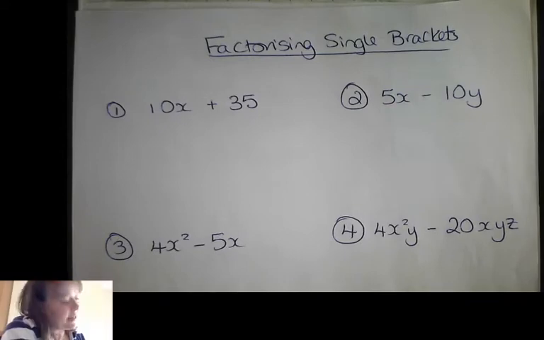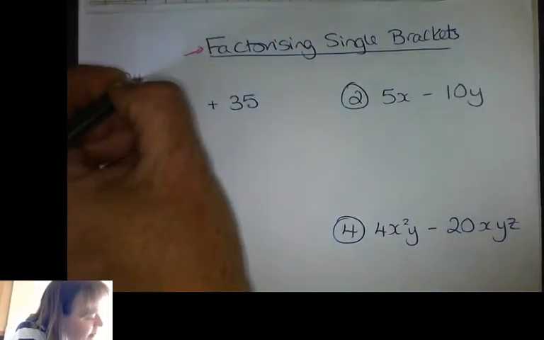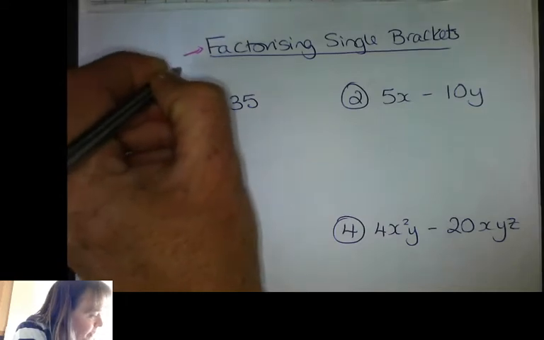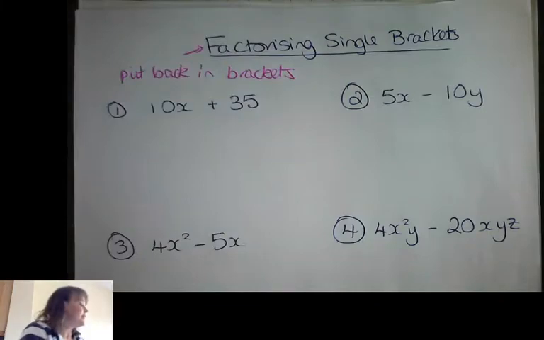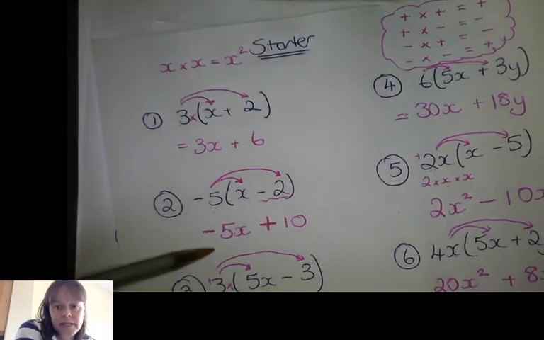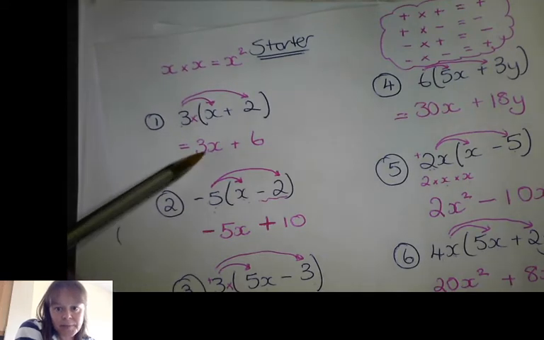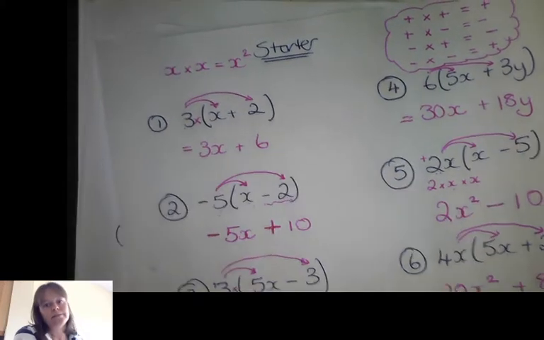Okay, welcome back. So factorising. Factorising just means put back into brackets. Basically what we're going to do is we're going to reverse this process that we did earlier in the starter. So this time I'm going to give you the one without brackets and you're going to work out how to put it back into brackets.